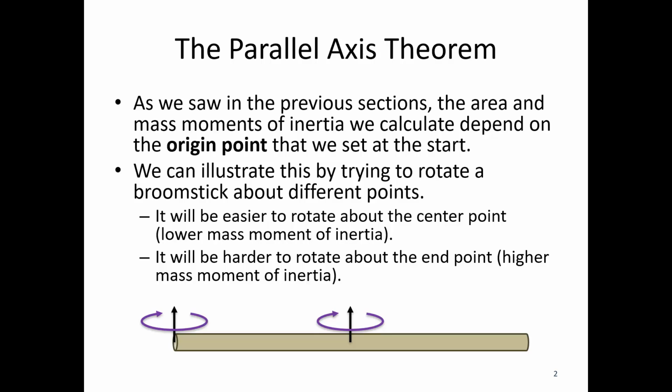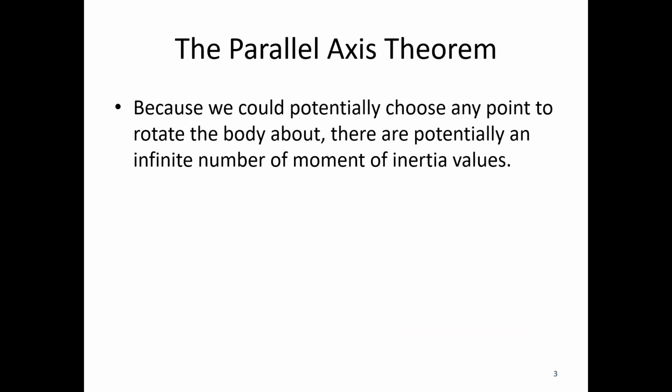These are both the same shape. We haven't altered the shape. We've just altered the point we are rotating about. And so with this, we are changing the mass moment of inertia. Because we could potentially choose any point to rotate a body about, there are potentially an infinite number of moment of inertia values. This is different than the centroid calculations we had earlier in this chapter. There is one centroid or one center of mass. There are infinite moments of inertia in any shape.